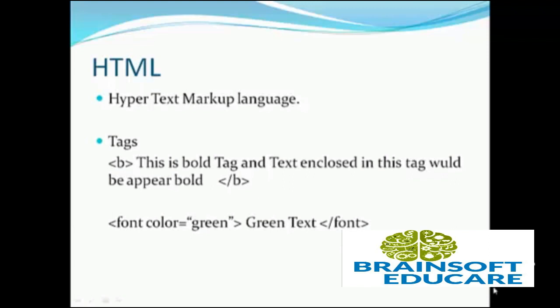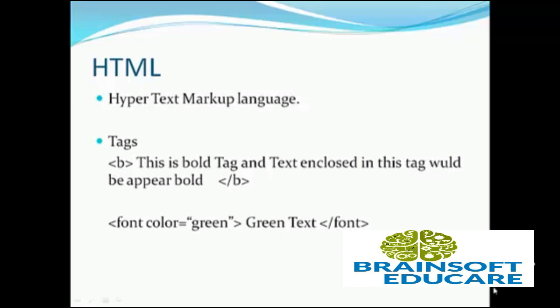For example, here B is the element which is used to bold the text, and the text we write in the bold tag will be displayed in bold font. So here we have some text in bold tag. Every tag has a closing tag and it is denoted by a forward slash. So we have started the B tag and closed the B tag by writing a forward slash at the end of the tag.